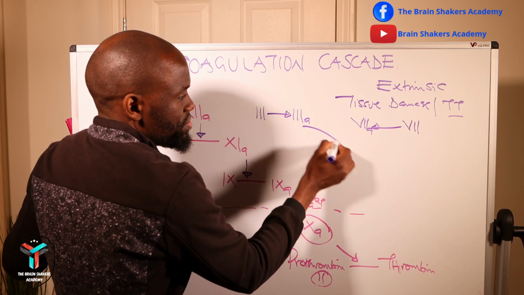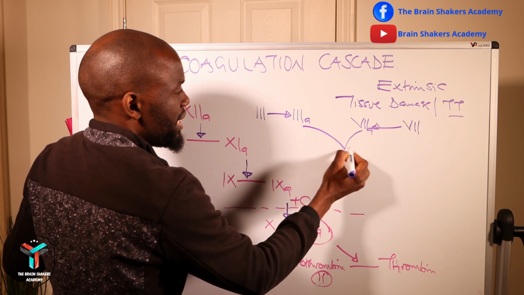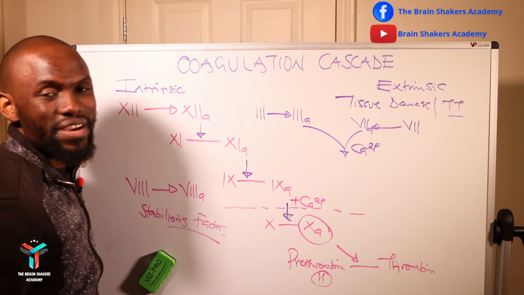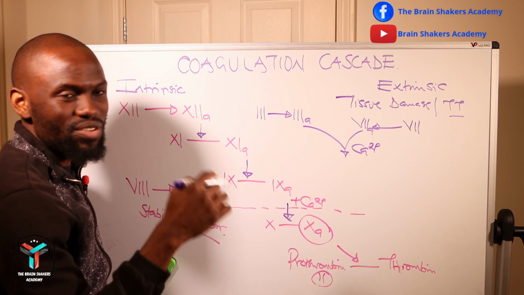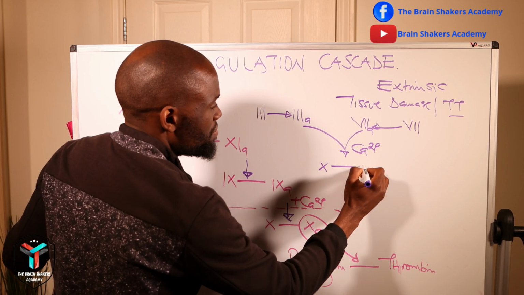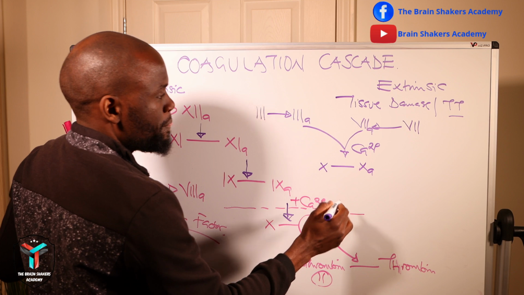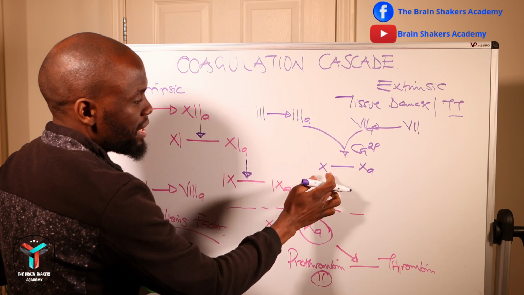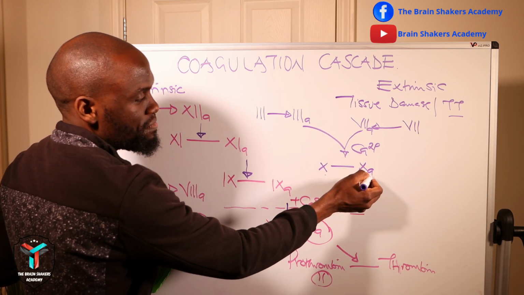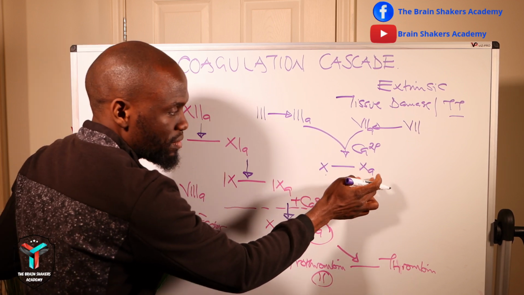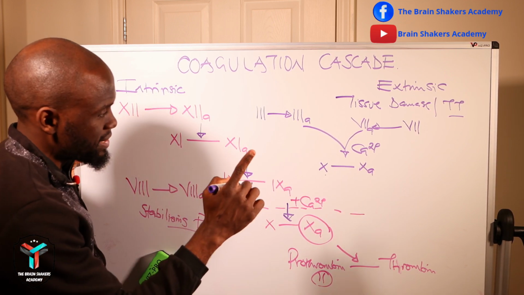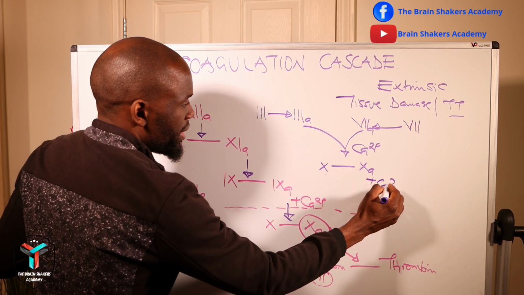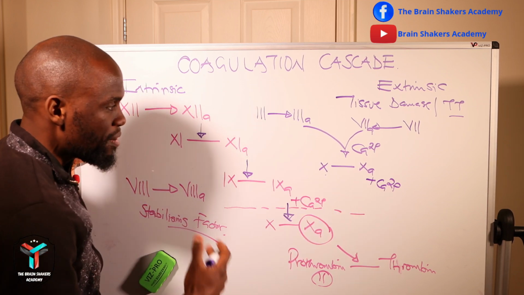Now, the tissue factor together with factor 7A in the presence of calcium is then going to convert factor 10 into factor 10A, because they now form a complex. So this complex that they form will then be able to get factor 10 converted into its active form, factor 10A. Now, the factor 10A will still be working with calcium there, okay? So as it works with the calcium, it's still forming a complex.